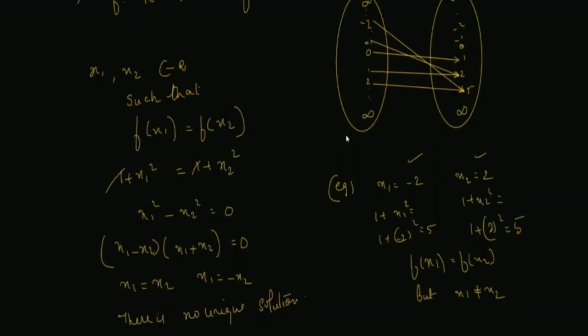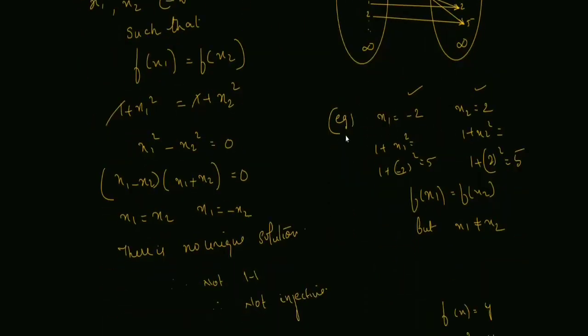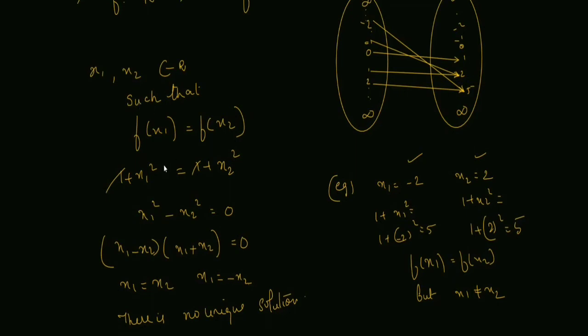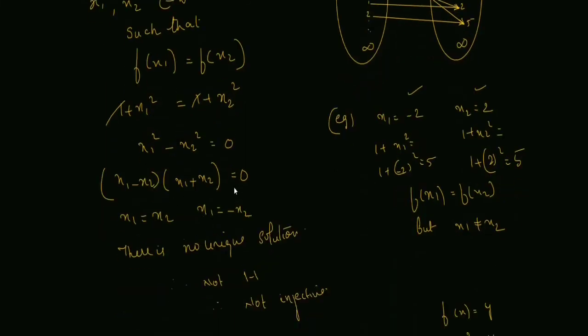Now let us check with the algorithm whether the function is 1 to 1 or not. So for that, let us take x1, x2 belongs to R. f of x1 is equal to f of x2. So 1 plus x1 square is equal to 1 plus x2 square. Use the identity. So (x1 minus x2) into (x1 plus x2) is equal to 0. So x1 is equal to x2, or x1 is equal to minus x2. There is no unique solution. You are getting two answers. Both are acceptable, because x1, x2 belongs to the set of real numbers.